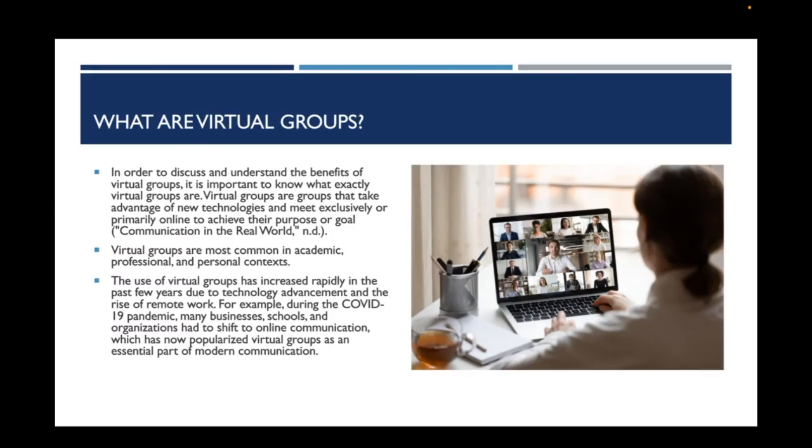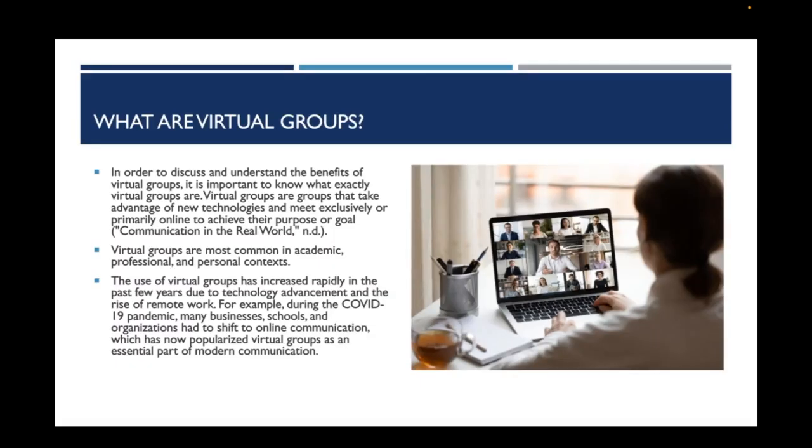Primarily, virtual groups are utilized so that there is no physical presence needed. It can all be done online or on an online platform. Virtual groups are most common in academic, professional, and personal contexts. Academic: there is a lot of schooling that happens online that uses virtual groups. Tutoring, for example, I took an ACT course, which was a virtual group online. Professional: there are business meetings that are held online. And also personal context: FaceTiming with a group of friends online is an example of a virtual group.